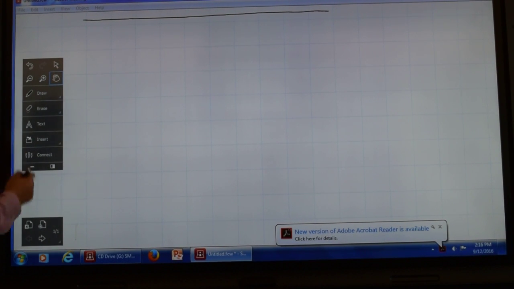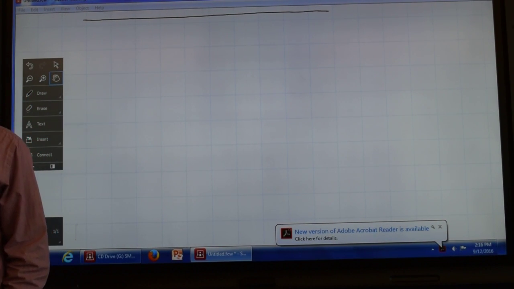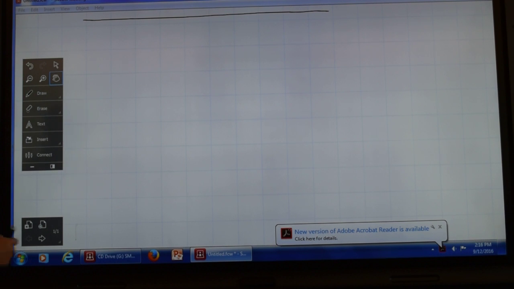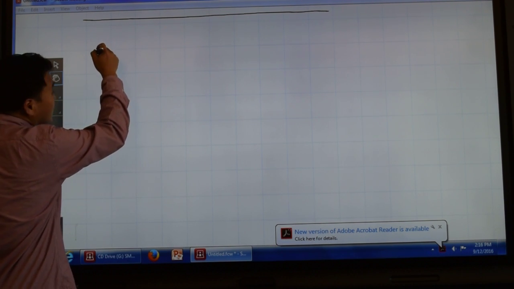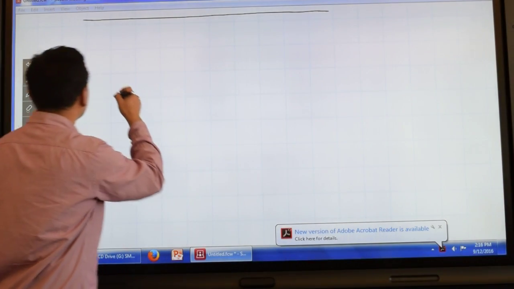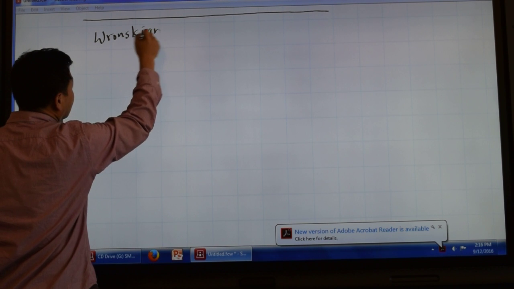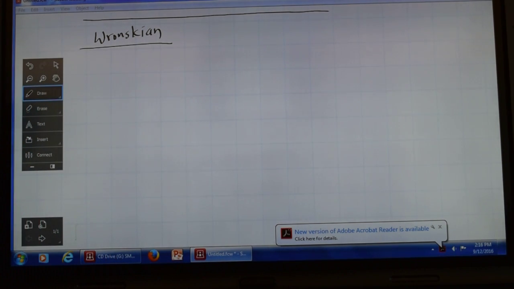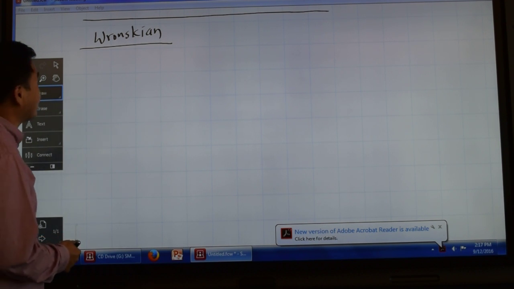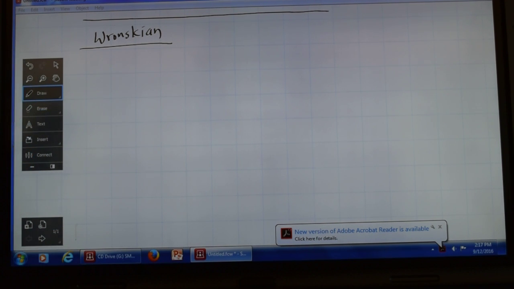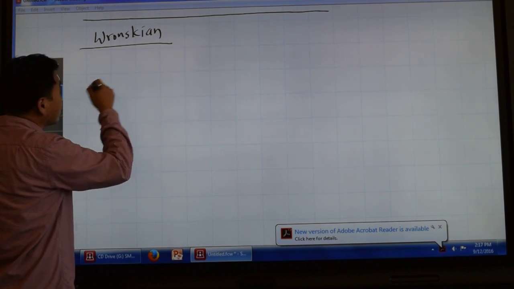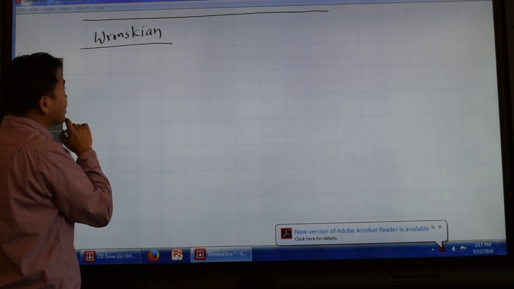All right, so here's another way to show that functions are linearly independent. Okay? This idea is called Wronskians. And we call it Wronskian because it was invented by some mathematician named Wronski. So Wronski invented this thing called Wronskian. So here's how it works.